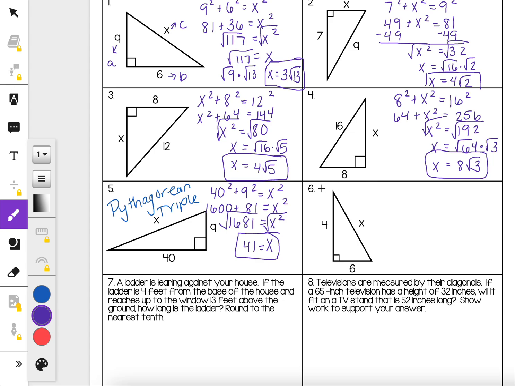So moving on to our last example here, number 6, we are given 2 legs. We're looking for that hypotenuse. So 4 squared plus 6 squared equals x squared.